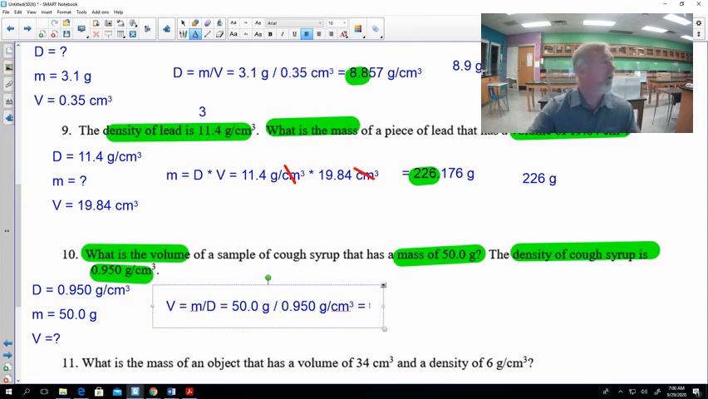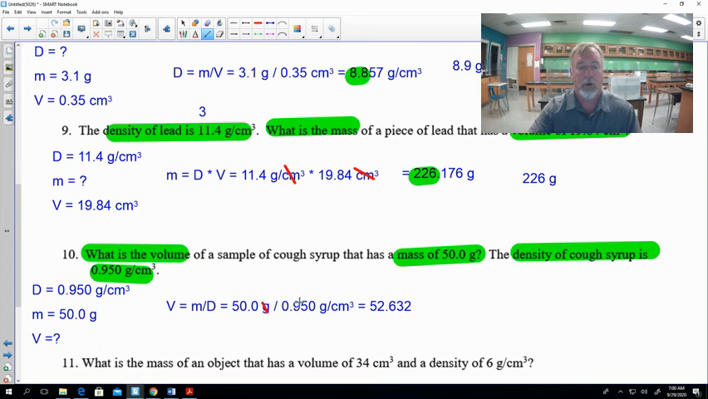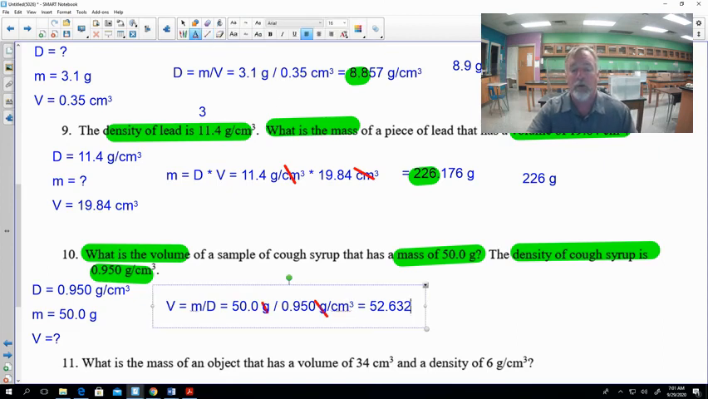Our calculator is going to tell us 52.632. And what are our units here? Well, we have grams in the top of the first term. We have grams in the top of our bottom term. So those are going to cancel. We're left with centimeters cubed in the bottom of the bottom term, which means we've got to flip it up. It means our units here are centimeters cubed, which is good because that's what we measure volumes in. So we know, again, we double checked our formula, we've got the right answer.